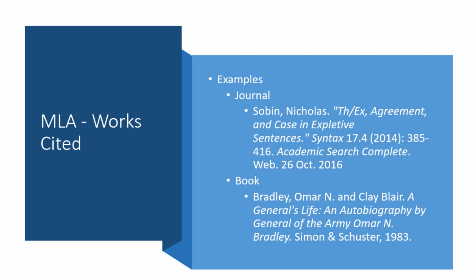Now we have the title. A General's Life, colon, an autobiography by General of the Army Omar N. Bradley, period. That's the end of the title. Simon & Schuster, that's the publishing company, 1983, period. Now we don't have to include page numbers here because this is the Works Cited. The whole book is where you find the whole book. In the example of the journal, we have to include page numbers because the article is not the whole journal. Okay? That's how this should appear.